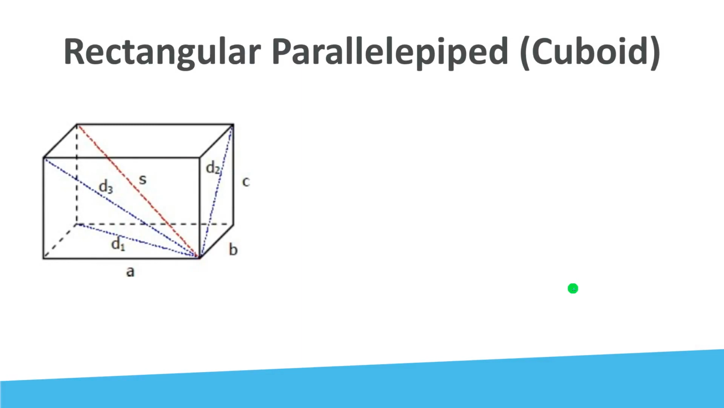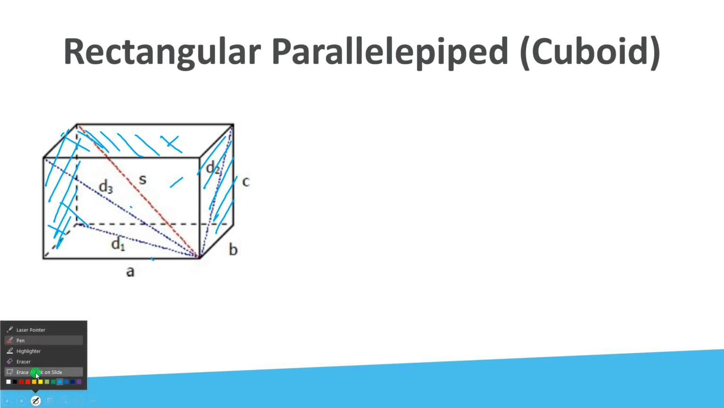For a rectangular parallelepiped, all faces of a rectangular parallelepiped are rectangles and the two opposite faces are equal rectangles. So we have two equal opposite faces that are rectangles, and we have other four equal rectangles, which is this side, all of these lateral sides.